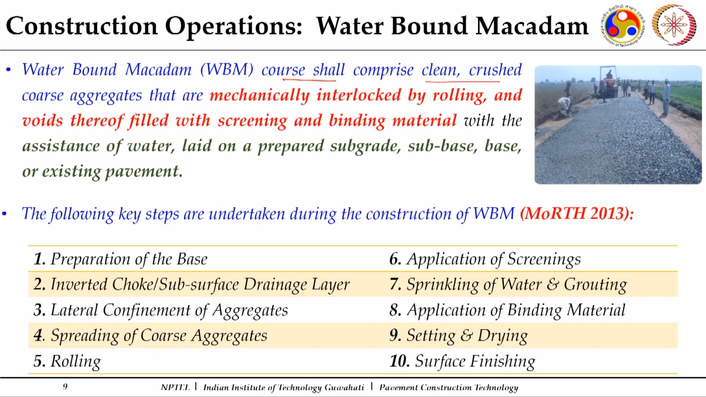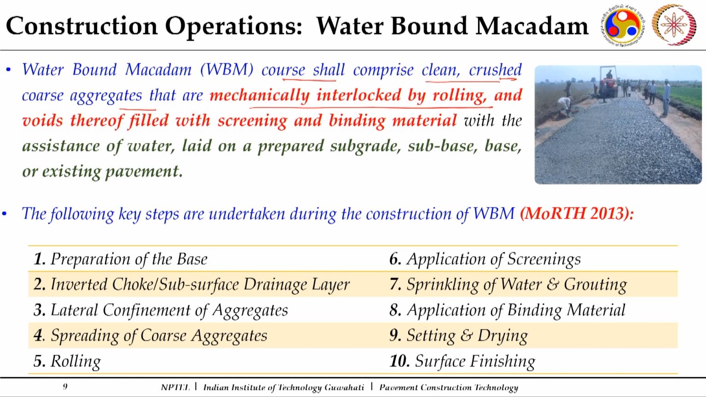Now, here the prepared surface, if it is used as a base course, will be a sub-base course, and if it is directly put over subgrade, then the prepared surface has to be a subgrade top. So, the coarse aggregates which are first applied under the construction of a water-bound macadam course should be clean crushed coarse aggregates that are mechanically interlocked by rolling. So, what is done? We put those coarse aggregates and rolling is done over them.